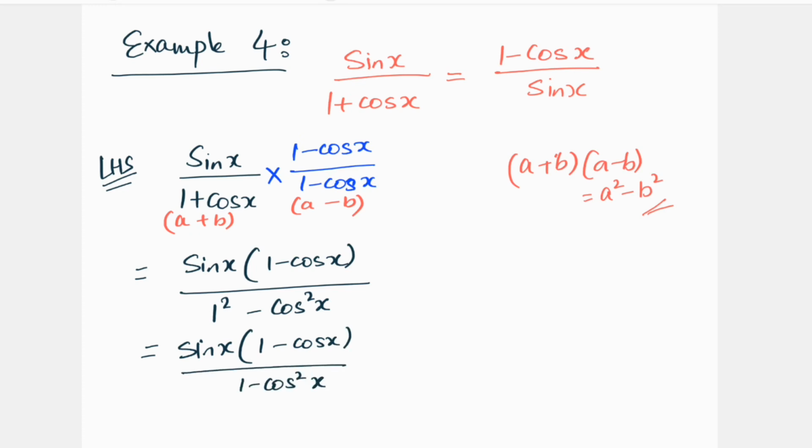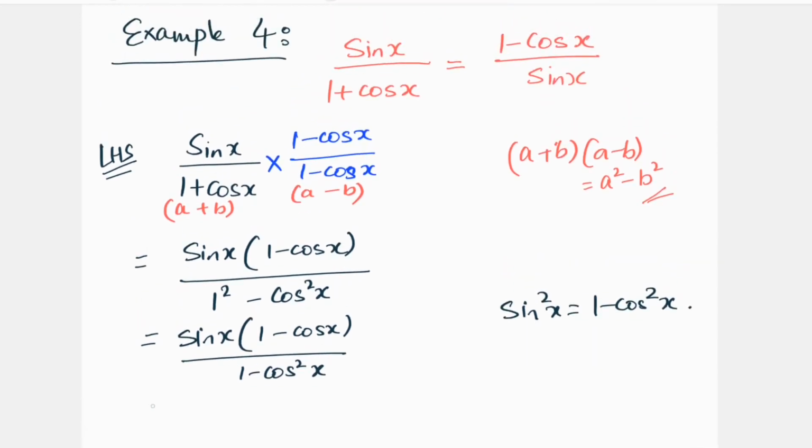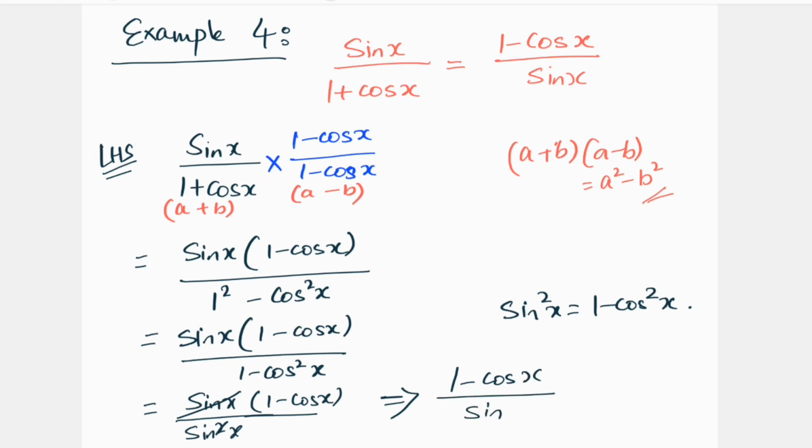Again, as in the previous question, we use the identity. We know that sine square x is equal to 1 minus cos square x. So this will become sine x over sine square x, and 1 minus cos x. So sine x will cancel one of the sine x. So we are left with 1 minus cos x over sine x. And that is what we need on the right hand side. All right, cool. We'll do one more example, and that's all for today.